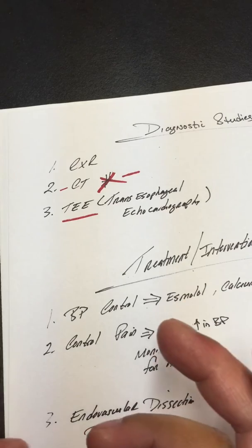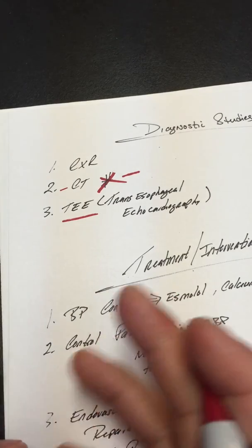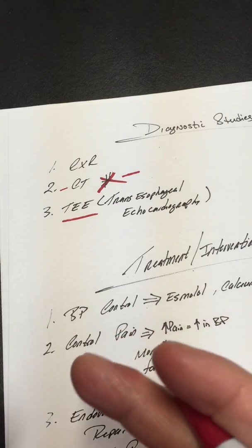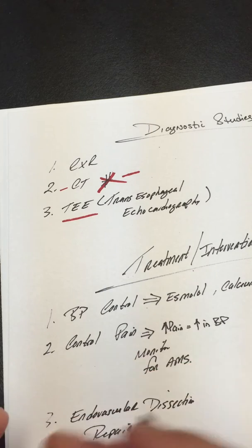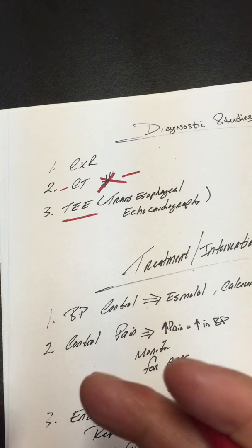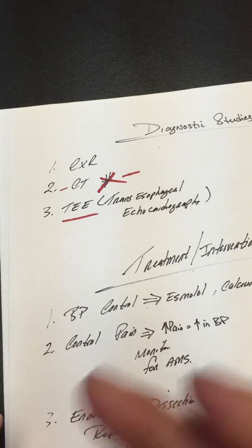Now, something else could be done, for example, an MRI. I don't really list it on here because, again, if, for example, your patient has a pacemaker, they may not be able to have an MRI done. Okay.